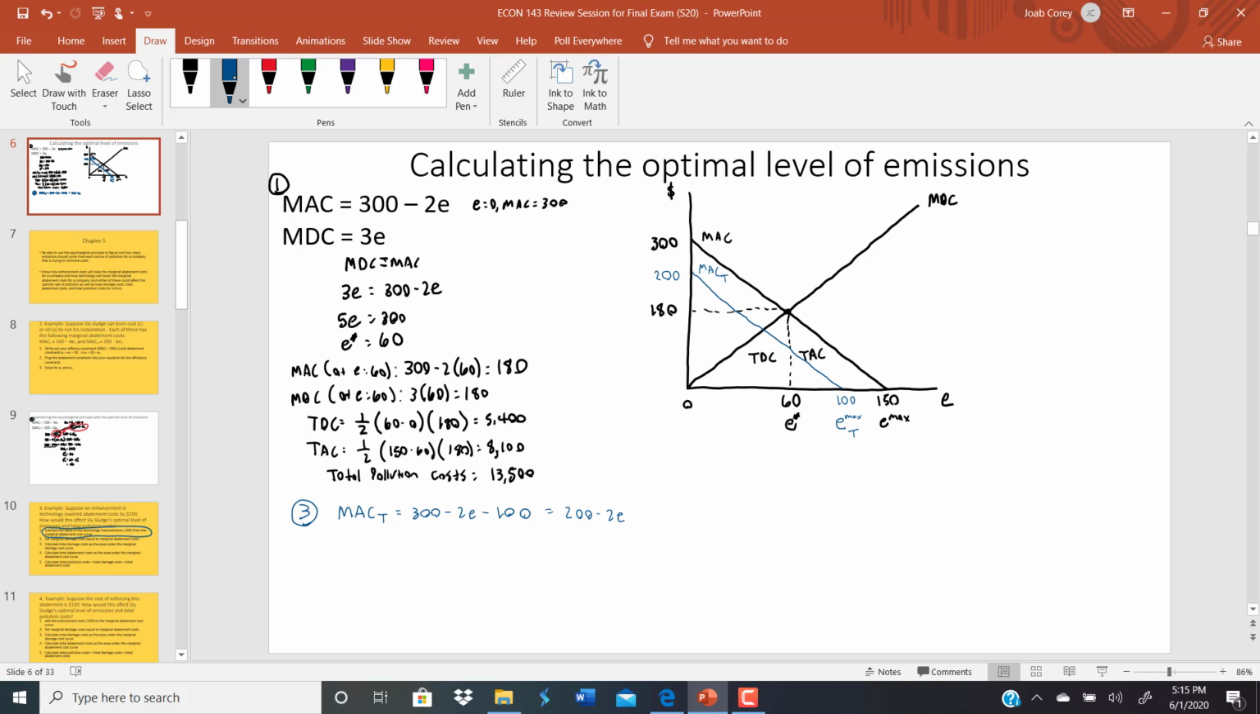All right, so this is E max sub t. Hopefully, just doing the same thing that we did with number 1 here, with number 3 you can figure out where to draw that curve and where it's going to hit those axes. If you were confused on that, all we did was set E equal to 0 to figure out that MAC sub t was going to hit at 200, and then we set MAC sub t equal to 0 to figure out that E max was going to be 100.